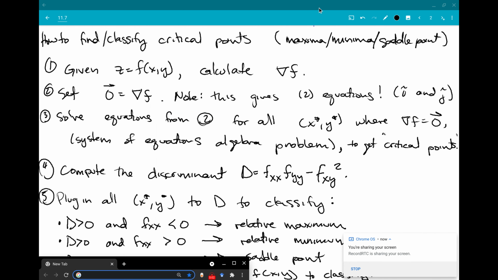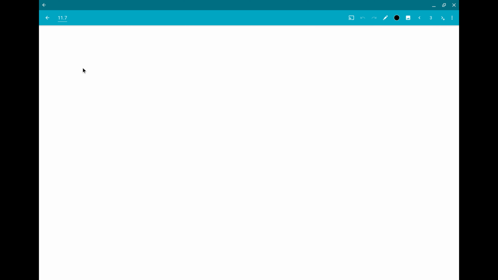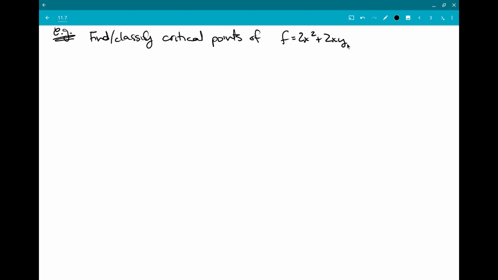Now we're going to apply these steps that we learned for how to find and classify critical points for a pretty simple problem. We're going to be asked to find and classify critical points of f equal to 2x squared plus 2xy plus y squared minus 2x minus 2y plus 5.